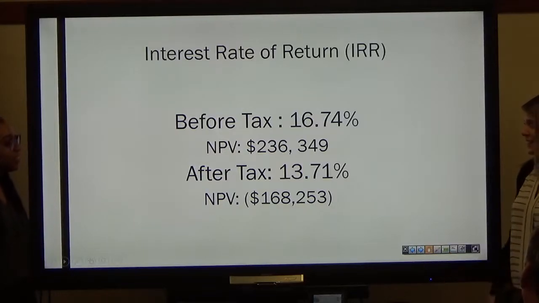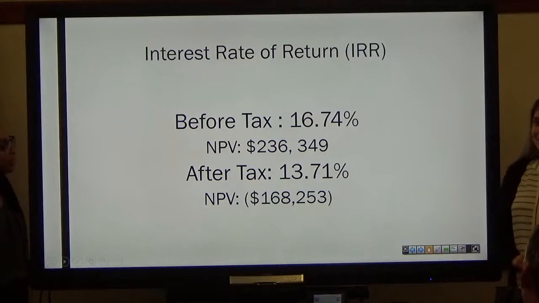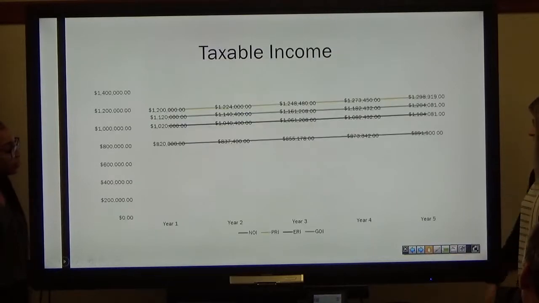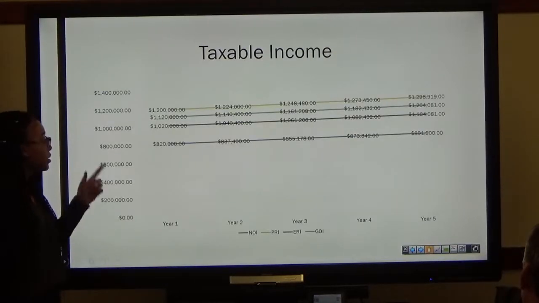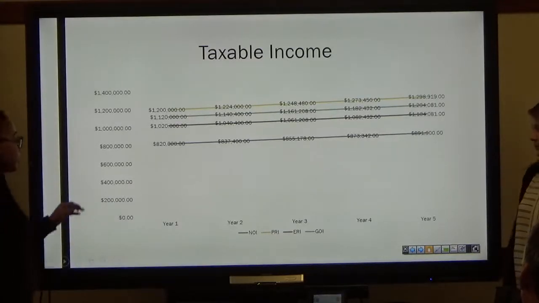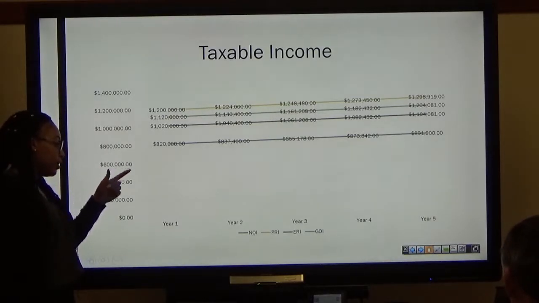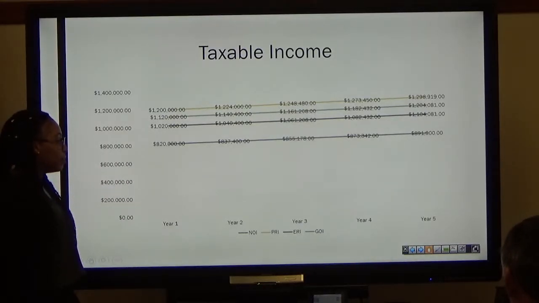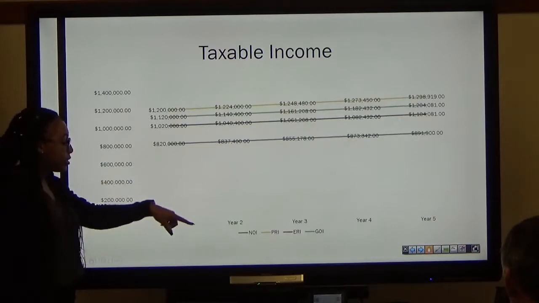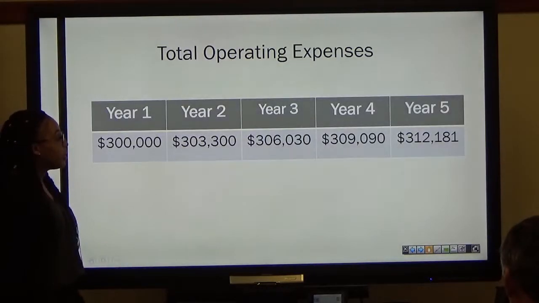Again, we were just trying to quickly mention the before and after tax without it being too overwhelming. Then we talk about the taxable income. We have a legend at the bottom that talks about what each line represents: the NOI, the PRI, ERI, and GOI. And the next slide talks about the expenses in the property.